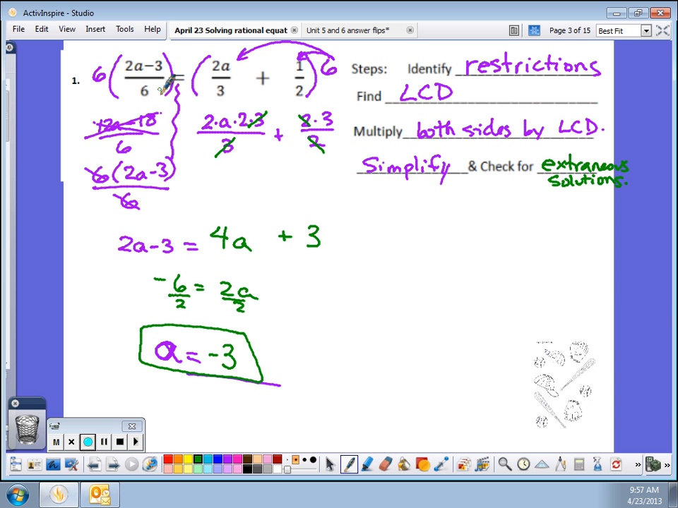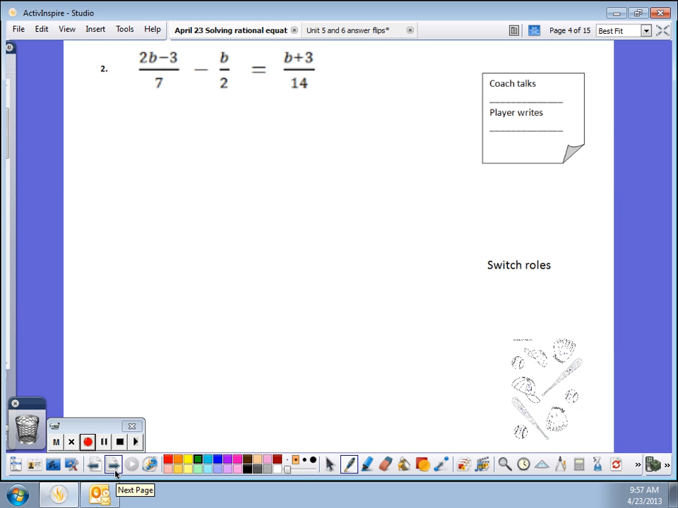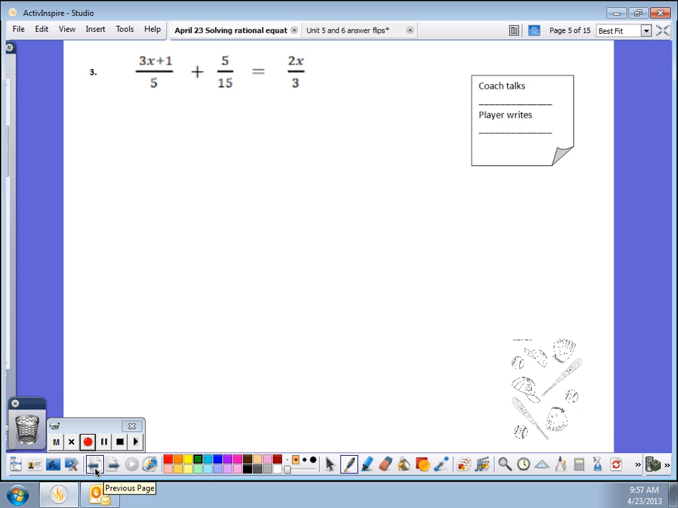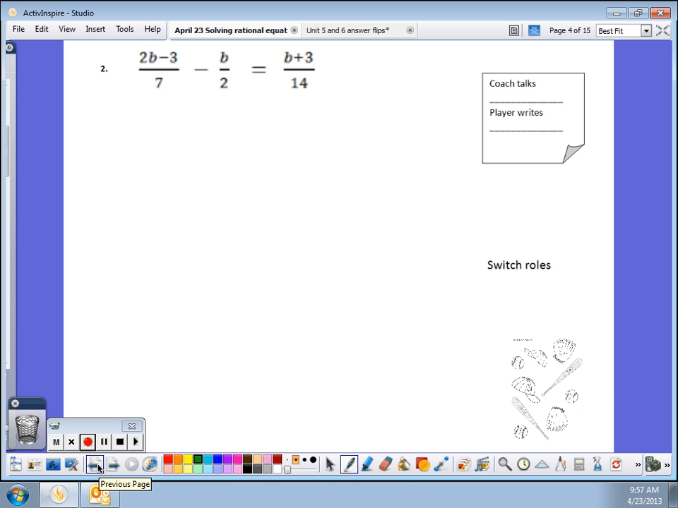Alright, I'm going to hit pause for the video. The video is not going to have the next 2 problems, but the next 2 problems are this one and this one. You are going to do the coach and player activity, so I'm going to stop the video.